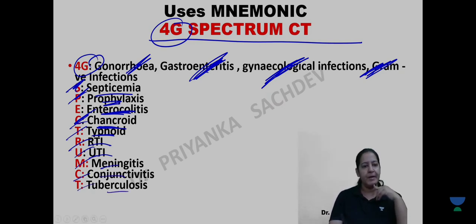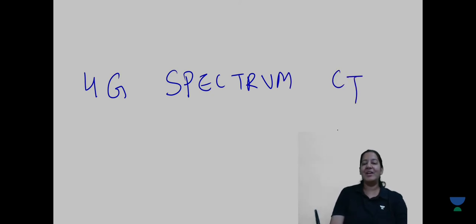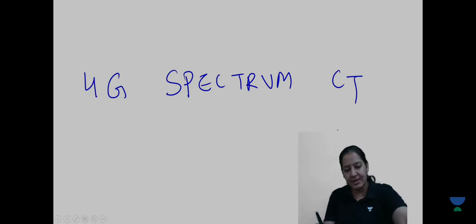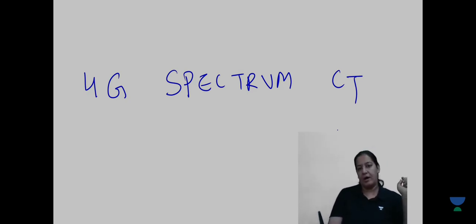You got my point? Say yes or no. So would you like to try? Let me try. It looks difficult, but we will try. 4G spectrum CT. Writing the mnemonic is the easiest thing. Saying the full form is the most difficult. मnemonic लिखना तो बहुत आसान है, लेकिन उसका full form सही से बोलना मुश्किल है.